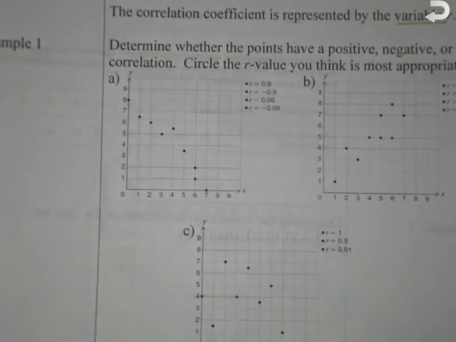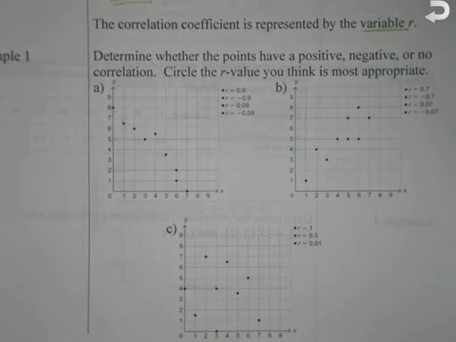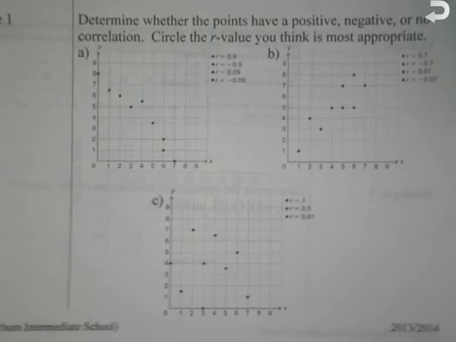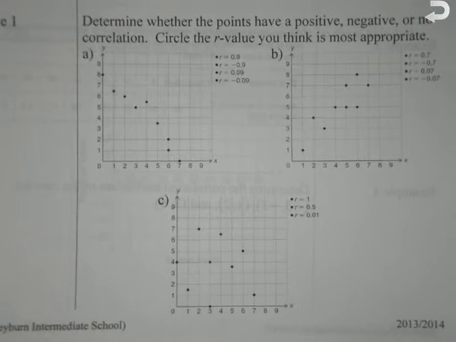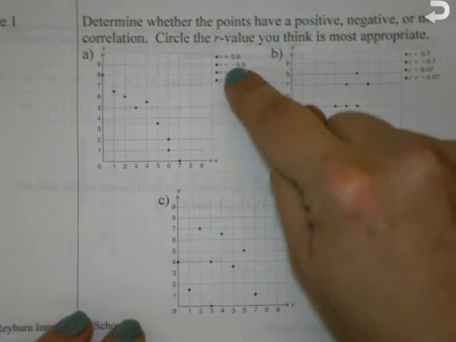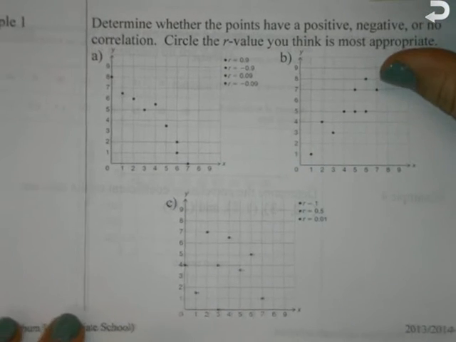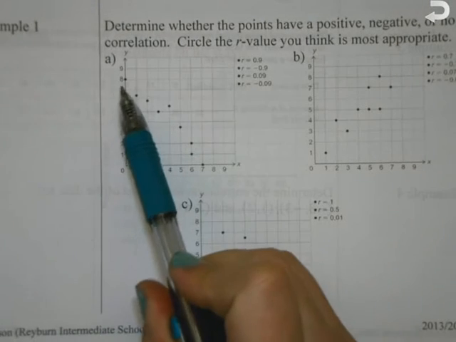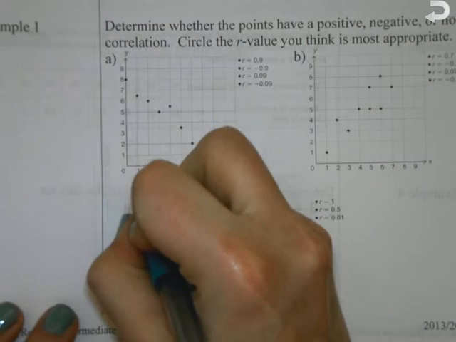Okay, so the first example, I'm going to give you different scatter plots, and we're going to determine whether the points have a positive correlation, a negative correlation, or no correlation. And then we are going to circle the given R values for each one that we think, based on the picture, it is. So let's look at A. I have this scattered data, and it's kind of going down. So would that be a positive correlation or a negative correlation? Negative. So I'm going to just write negative underneath.